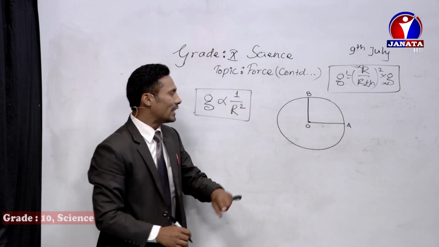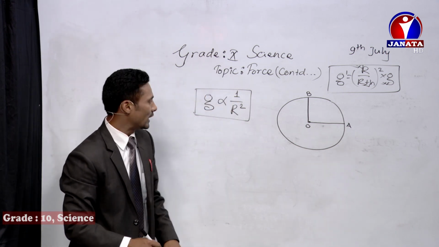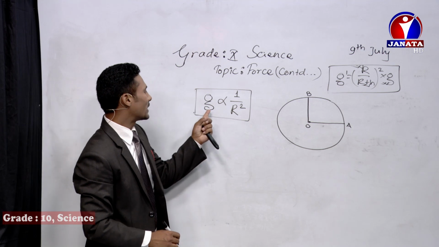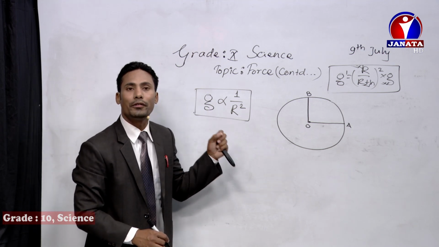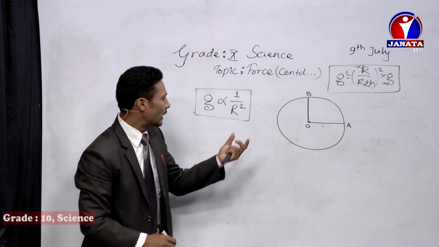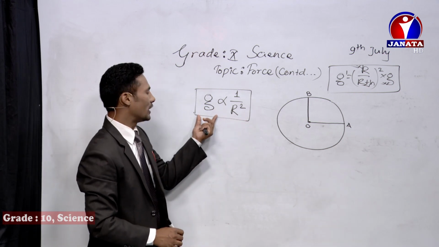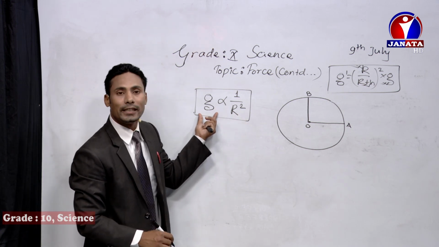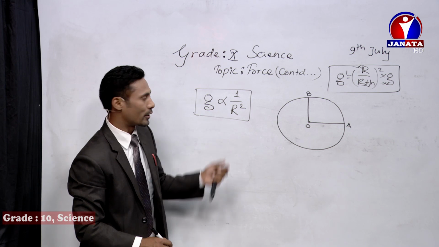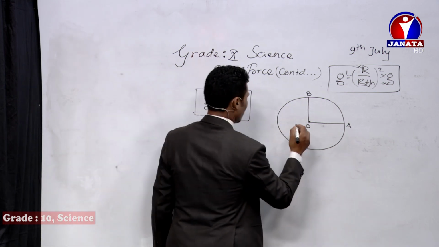Now, if the radius is less or more, definitely the value also changes, because acceleration due to gravity is inversely proportional to the square of the radius. Inversely proportional means if the radius is more, the value of g is less, and if the radius is less, then the value of g is more. That is what inversely proportional means, right? So let me write this down.